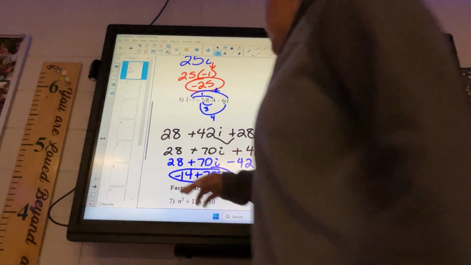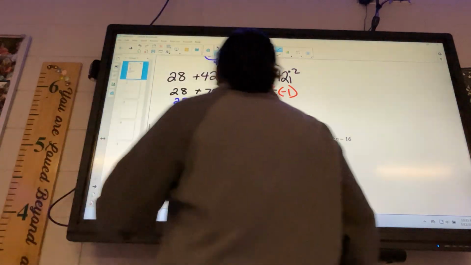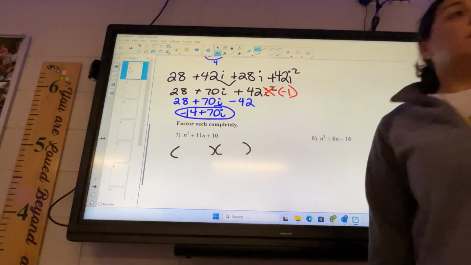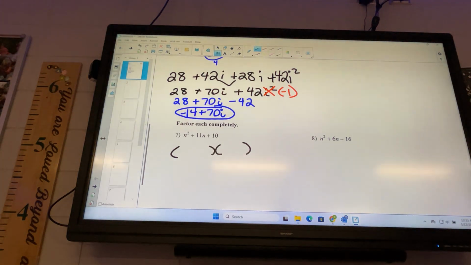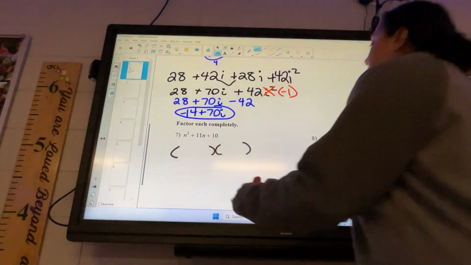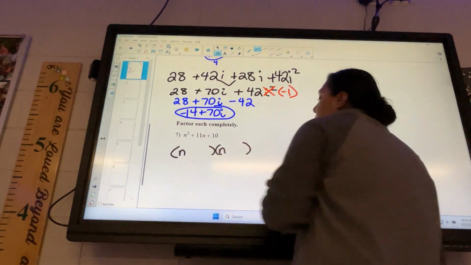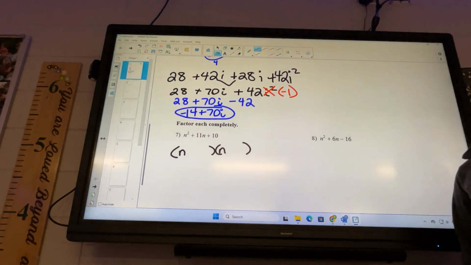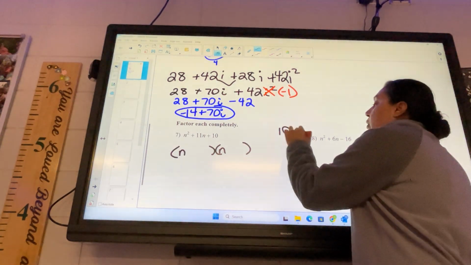Okay, number 7, it says factor each completely. We're going to draw 2 parentheses. What goes in each one? We're going to say n and n, and we make a list of what number? What number do we make a list of? Anybody remember? Is there a 7 in it? No. Okay, so we make a list of 10.